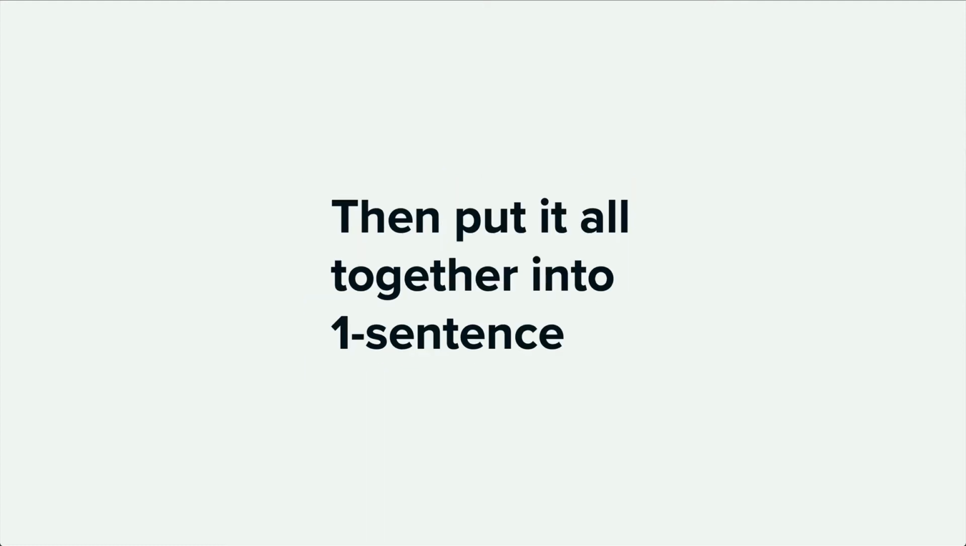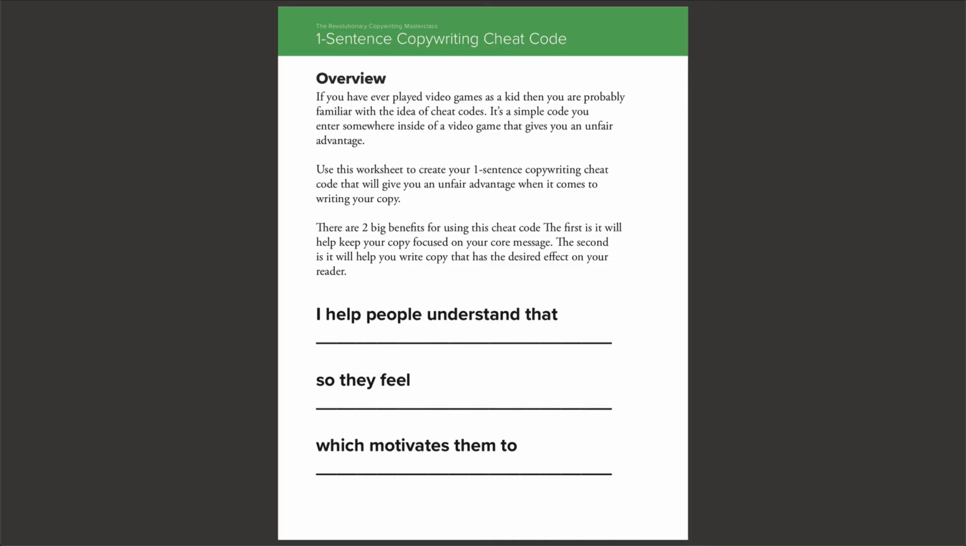Then, once you've decided on all that and figured it out, you're going to put it all together into a one-sentence cheat code. The sheet we're going to be using for this is a PDF that I've created that's attached to this video, which you can download. It's just a simple place to collect all of this information that you've come across.